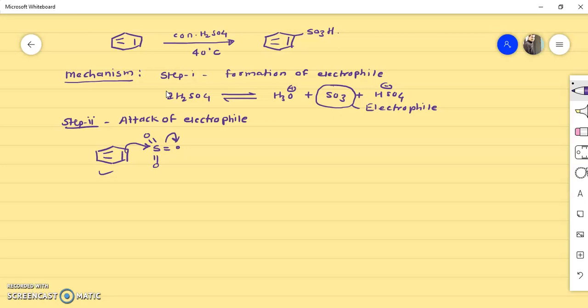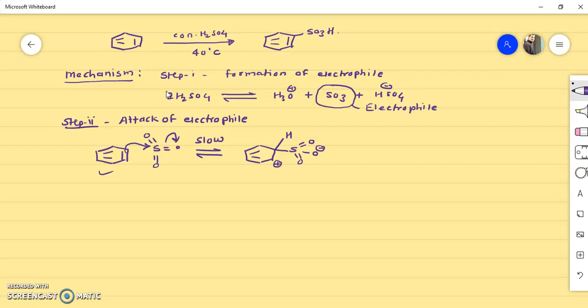So in this way we can show the attack of this electrophile. This is a slow step, remember. So what will happen, there is a formation of this intermediate. So these 2 bonds will be as it is. Now here there is a development of a positive charge, and here I will say there is a hydrogen, and here suppose a sulfur. So these 2 oxygens will be as it is, and one of the oxygens will carry a negative charge. So in this way we can represent the intermediate.